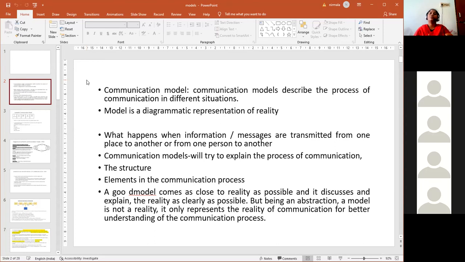They try to explain the communication process with the help of simple diagrams. So here, communication models explain the process of communication, the structure of communication, and various elements in the communication process, along with the independence of each element in the communication process and its interdependence. And a good communication model will try to explain in detail how communication happens in reality.